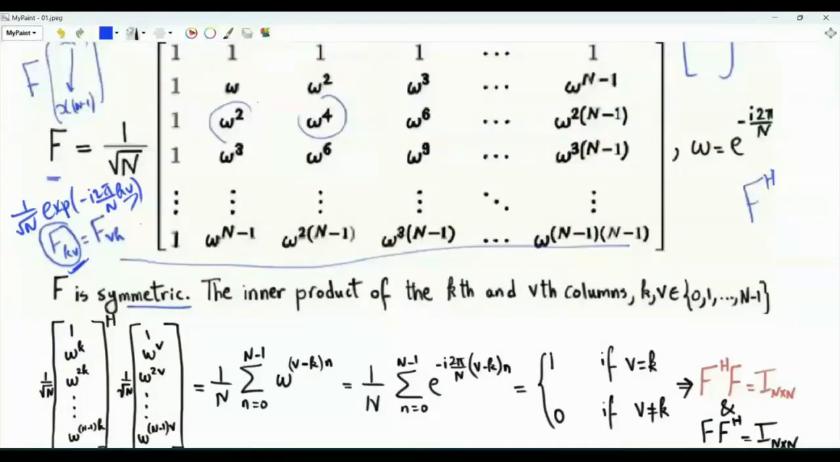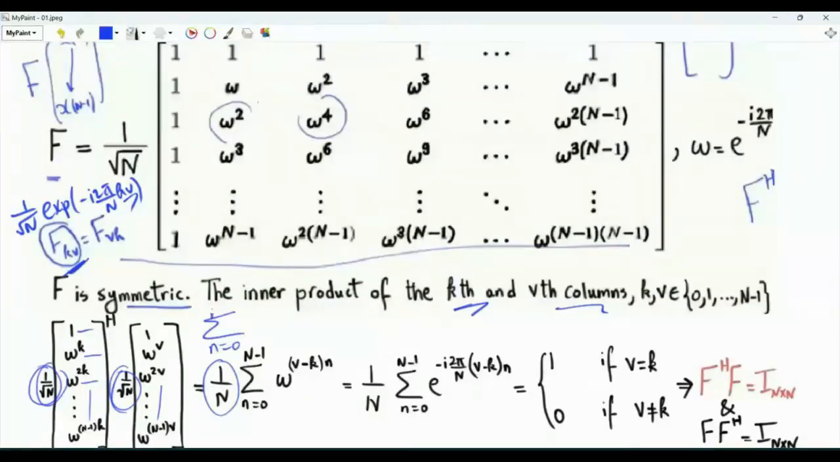As is clear from here, interchanging k and v will not change this element in the matrix. Let's examine the inner product of the kth and vth columns. k and v are in the set from 0 to n minus 1. The kth column: 1 over square root n, then 1, omega to the k, omega to the 2k, and so on. The vth column: 1 over square root n, 1, omega to the v, omega to the 2v, and so on. These two give us the 1 over n.